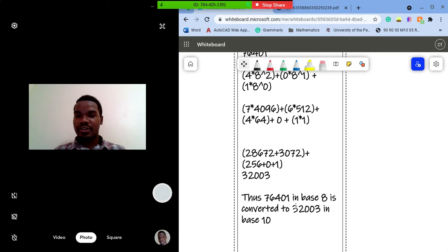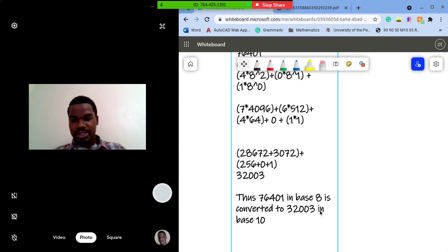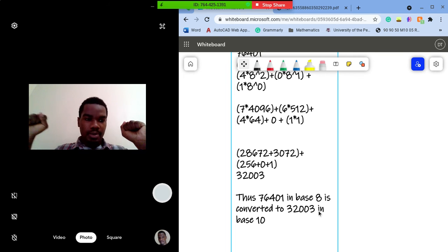Because the rule I gave you yesterday, what did I say? If you're converting from a smaller base to a larger base, the number must be smaller. All right. But however, if I have a large base and I'm converting to a smaller base now, the number will be larger. So if I'm going from base 10 to base 8, the number will look larger. Clear?